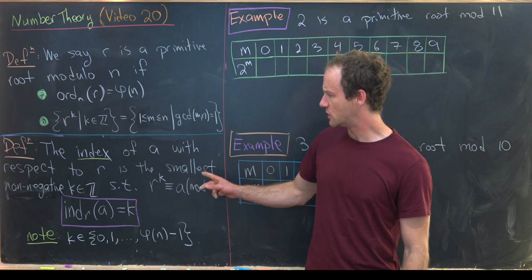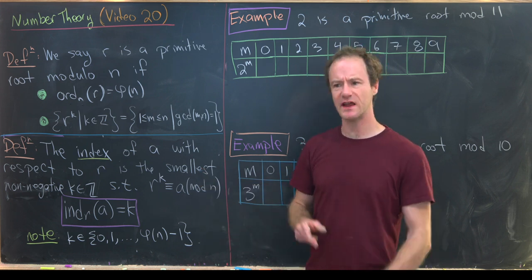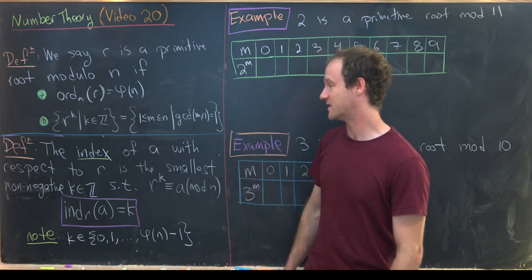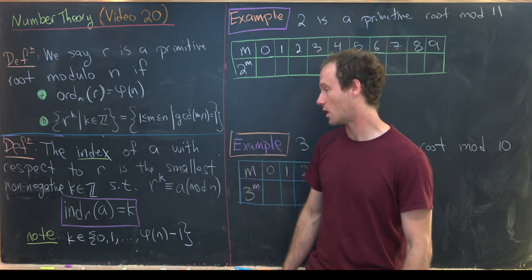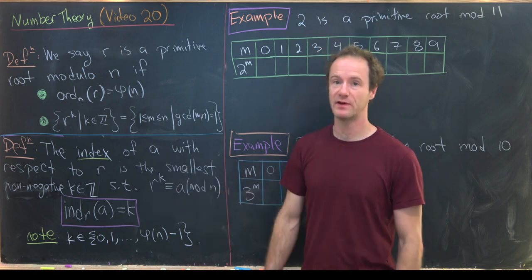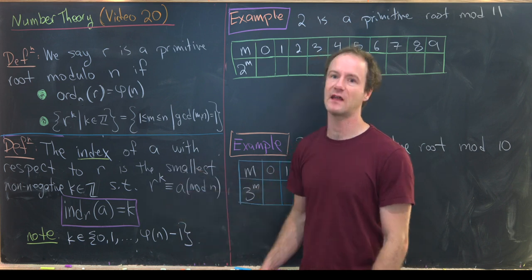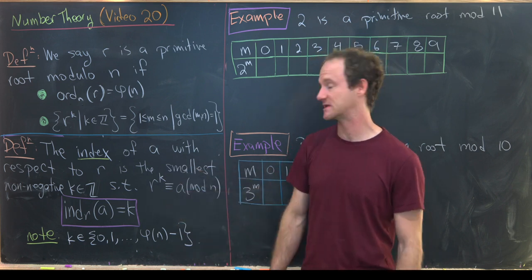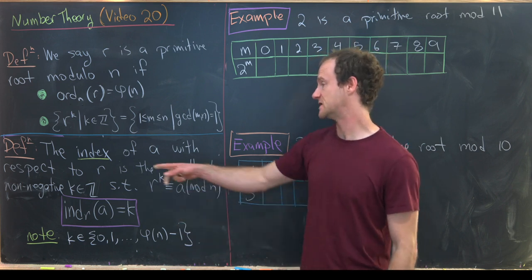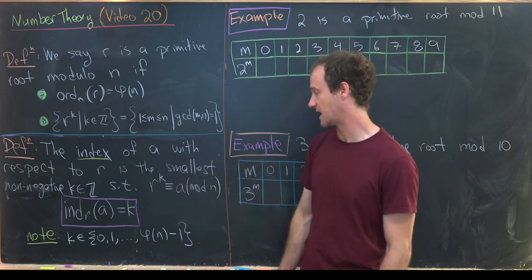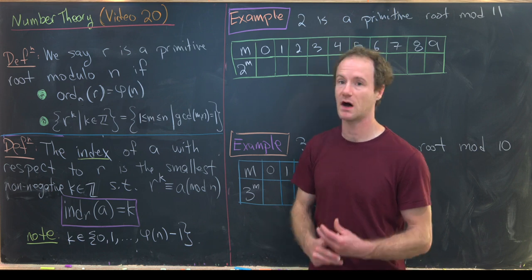So now let's look at the notion of the index, which is really like the discrete logarithm modulo n. So the index of a with respect to r, where r is a primitive root and a is relatively prime to n, I haven't written that there, but that's the only way this makes sense, is the smallest non-negative integer k such that r to the k is congruent to a mod n.